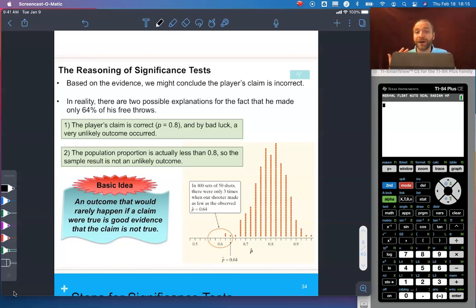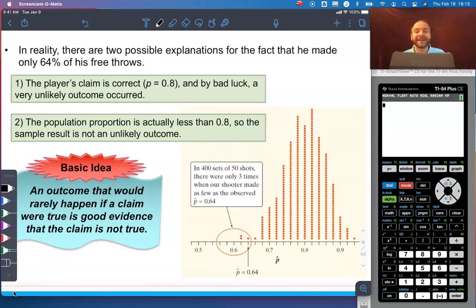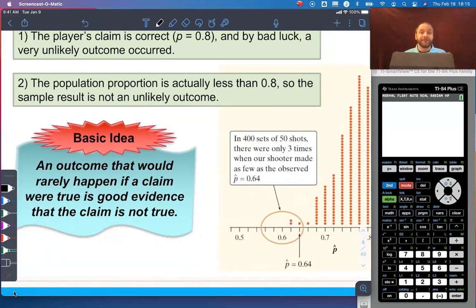Now in reality, there's two possible explanations for the fact that we observed a 64% accurate free throw shooting. The first is that, hey, his claim is correct, and by bad luck, a very unlikely outcome occurred. The second one is the population proportion is actually less than 0.8, so the sample result is not an unlikely outcome. Now the basic idea is this. An outcome that would rarely occur if the claim was true gives evidence that the claim is not true.